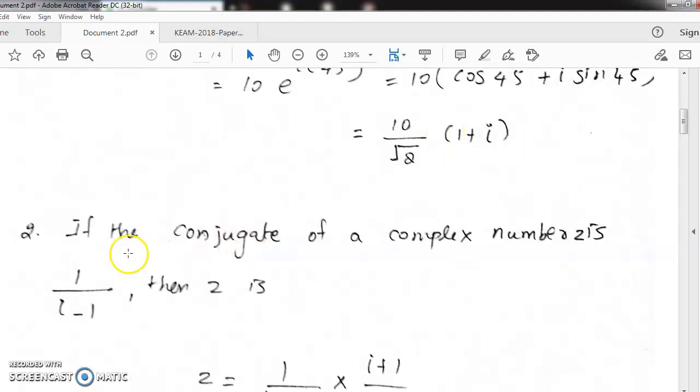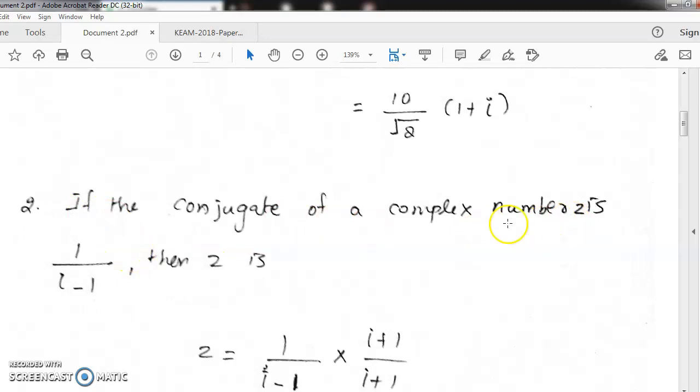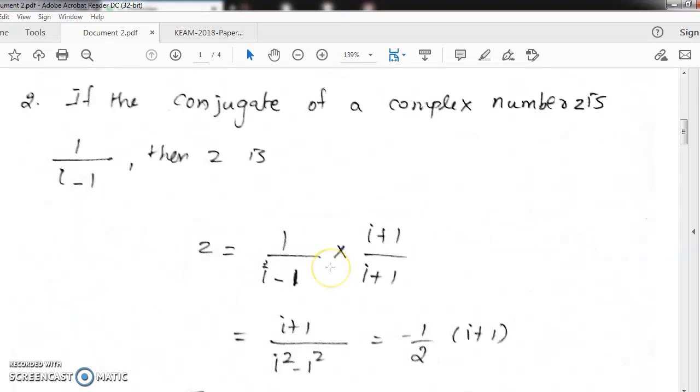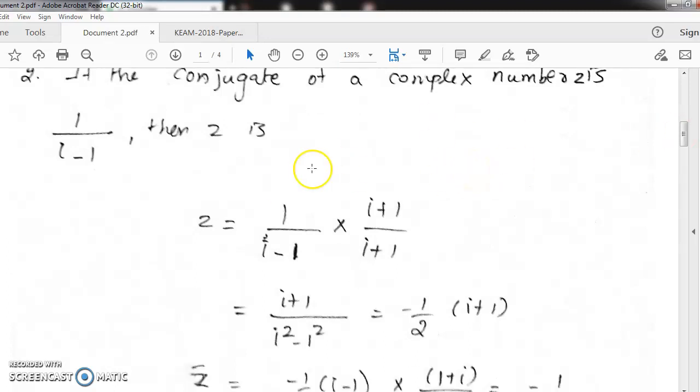Now the next problem: if the conjugate of a complex number z is 1 divided by i minus 1, then what is z, they are asking. This is a regular problem asked many times in many entrance examinations or competitive examinations. So here z bar is 1 divided by i minus 1. So take its conjugate, i plus 1 divided by i plus 1.